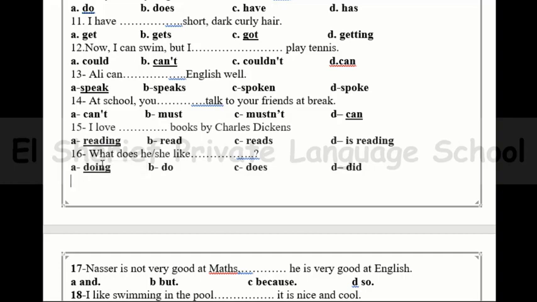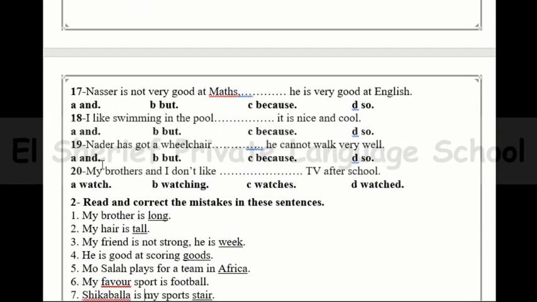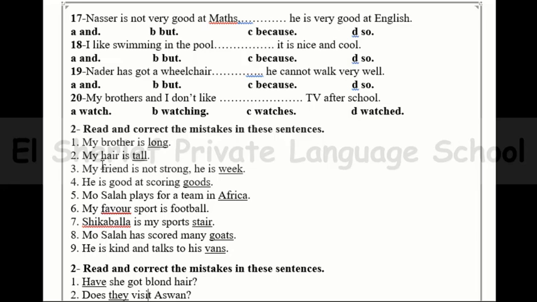Now let's move on to number 17. Nasir is not very good at math. He is very good at English. So I have two sentences and they are opposite to each other. So I'm going to take yes, but.